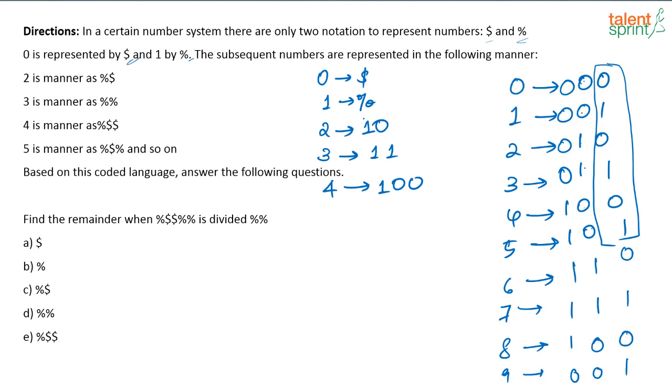So whenever you look at whatever is given here, see, 2 is percentage dollar or 3 is percentage. When you write it down like this itself, you should understand, Neeraj, that they are talking about the binary number system. So based on that, they are asking you questions. Now, what does the first question say? Find the remainder when this is divided by percentage. Now, what does percentage stand for? Percentage stands for 1, 1, right? And what does this stand for? This stands for 1, 0, 0, 1, 1. Okay, so these are both in the binary number system.